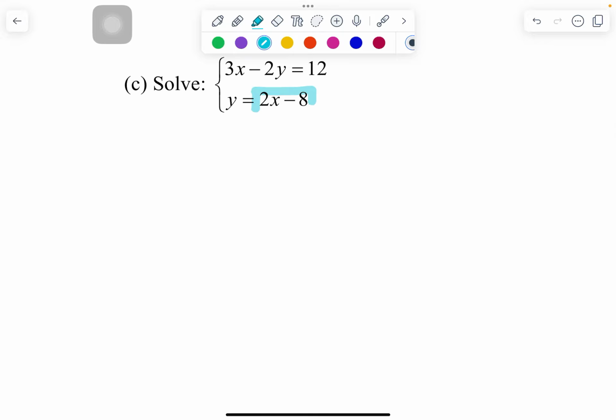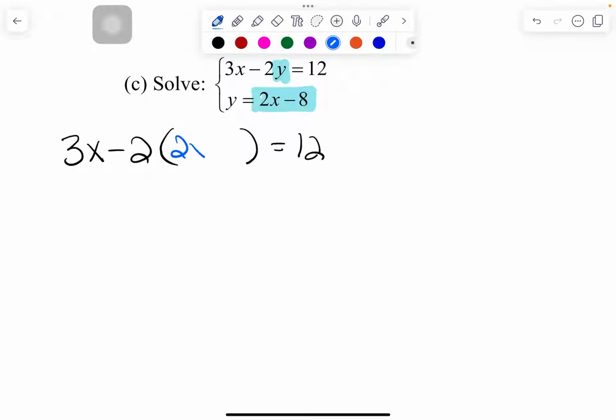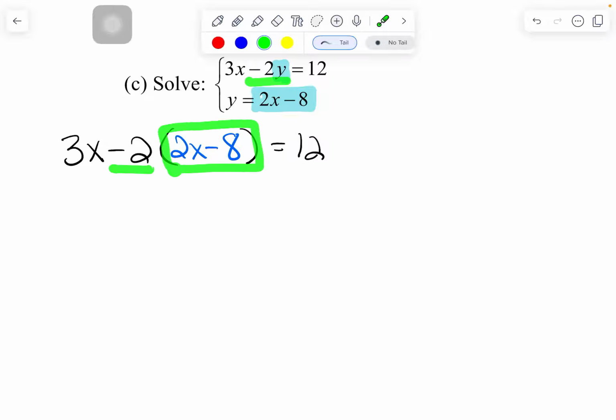So, all right, I'm a visual person, so I'm going to highlight what y equals. I'm going to remind myself where y goes, and the rest of the equation, I'm just going to leave it. 3x minus 2, leave my space for the y, equals 12. So 2x minus 8. So if I do a quick double check, right, 3x minus 2y, where y is equal to 2x minus 8, equals 12.